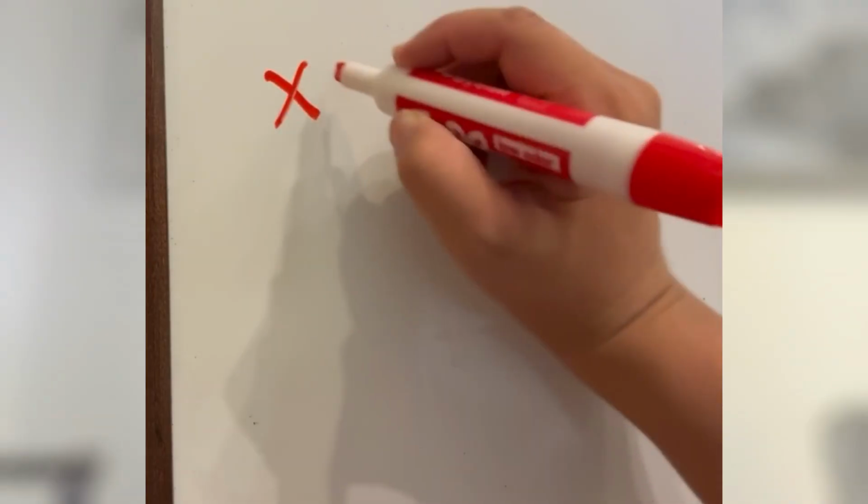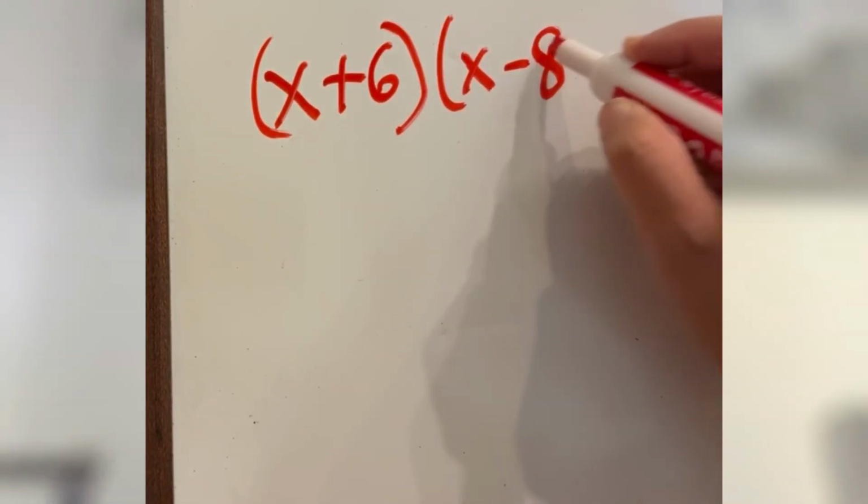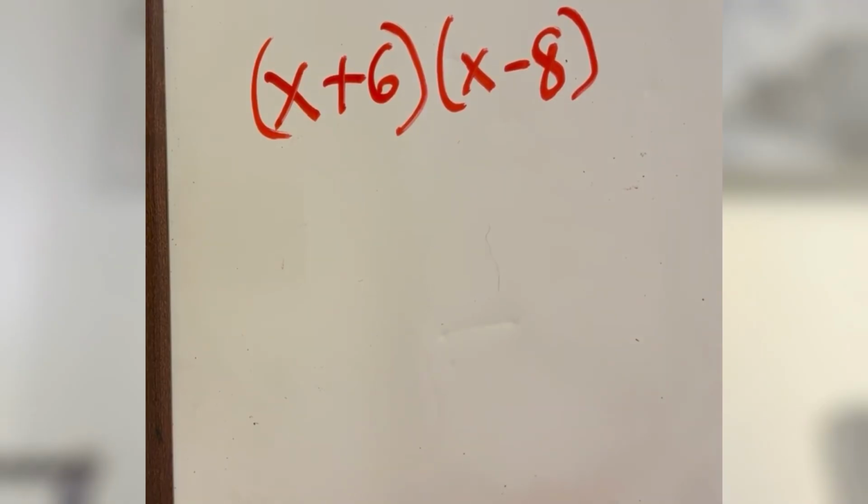So let's get into our video for today. We're going to go through some problems multiplying binomials. Here's our first problem. We have x plus 6 and we're multiplying that by x minus 8. So here's the FOIL method.